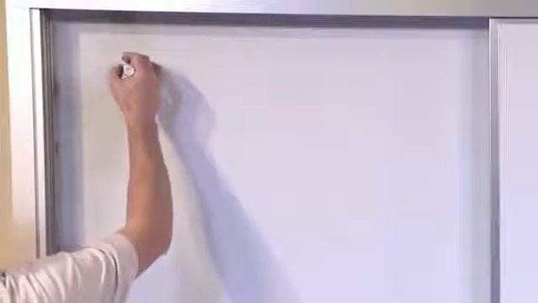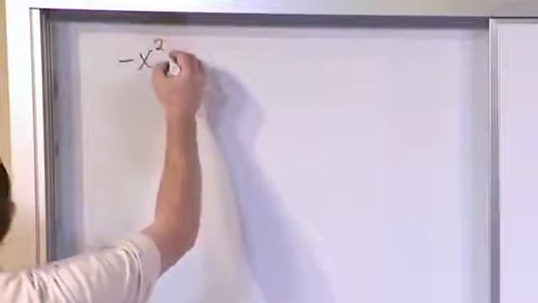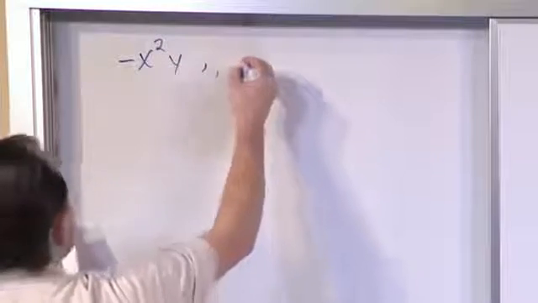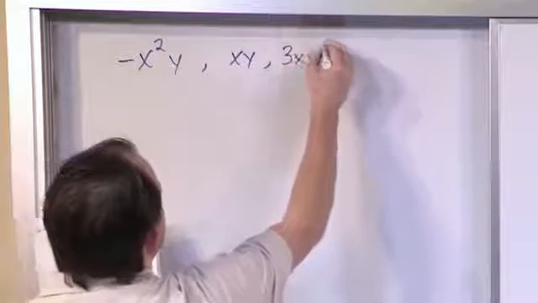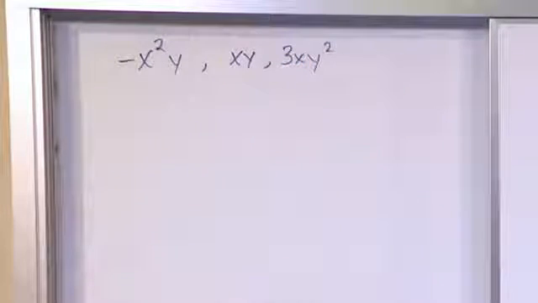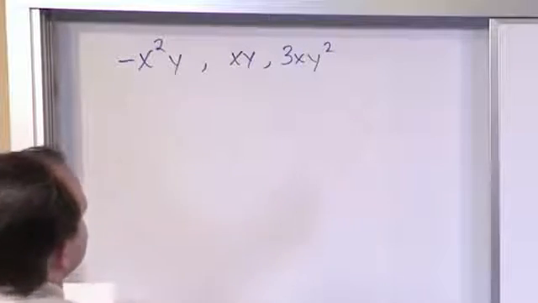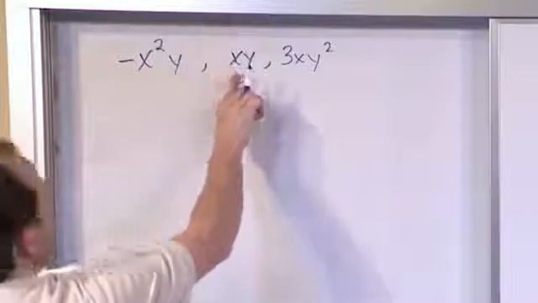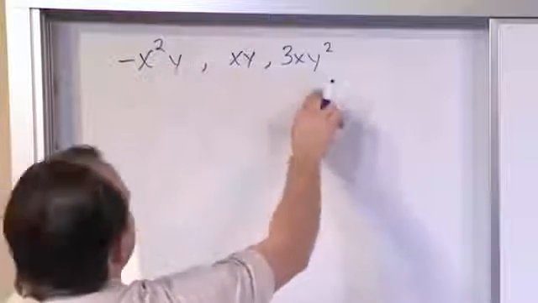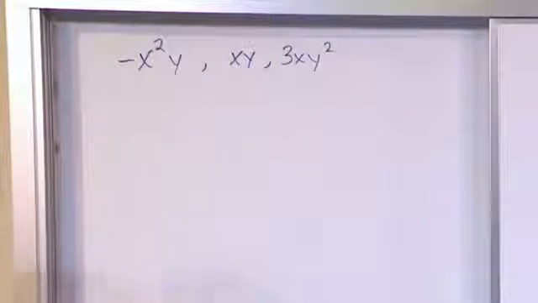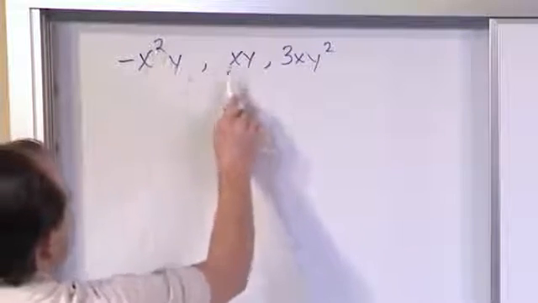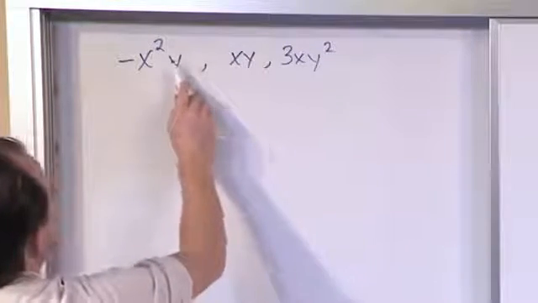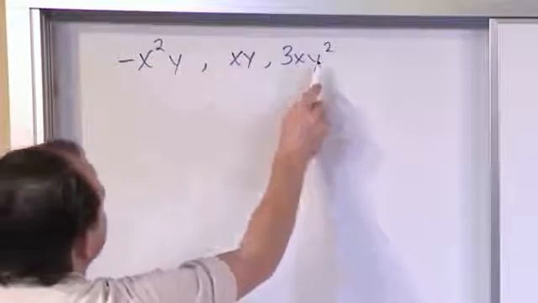All right, what if I have negative x squared times y, the next term is x times y, and the next term is 3 times x times y squared? And the question is, are these like terms or unlike terms? Well, if you're not experienced in this, you might say yes, because you have an x here, x and x, you have a y and a y. But hopefully you've realized that's not true, because the exponents are all different. Here I have x squared, x, and x. Here I have y, y. These match, but this one's different.